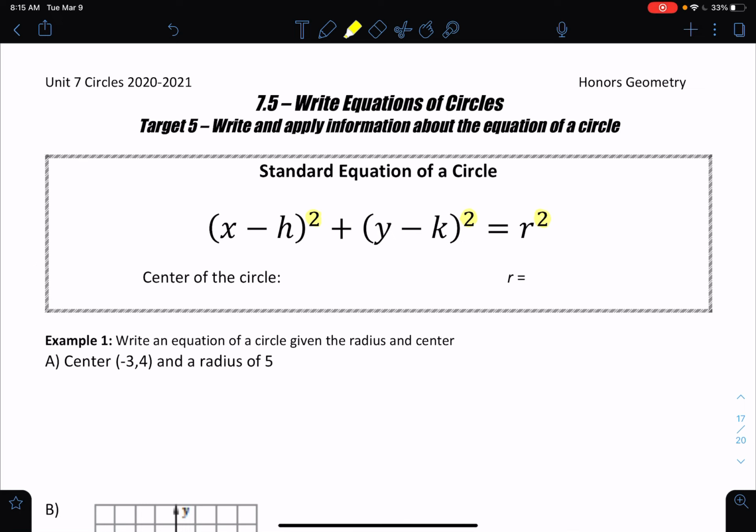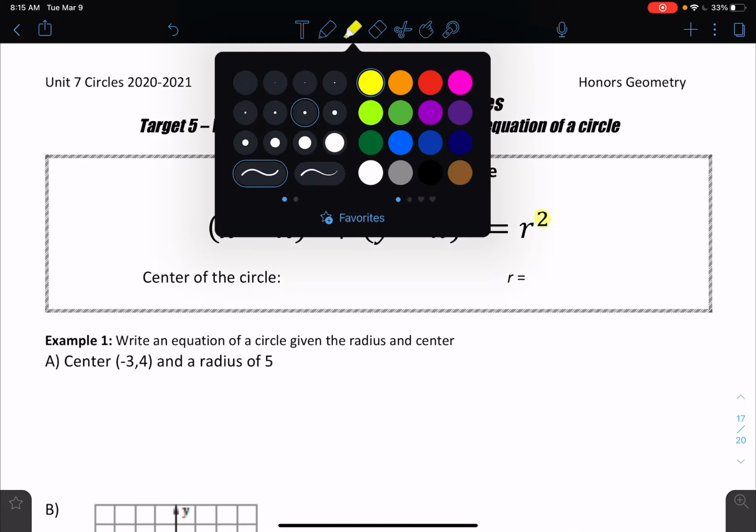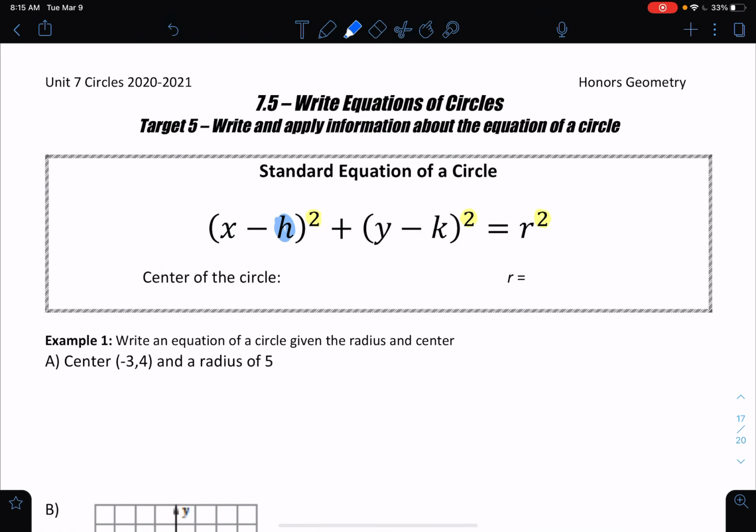So the center of the circle is given by this h value and this k value. All right, so the center is (h, k). Now notice the h value and the k value follow the subtraction sign. The subtraction sign doesn't come with. So you can think of it as it's the opposite of what you see. Okay, so it's the values that follow the subtraction sign. And then the r value, that's going to be our radius.